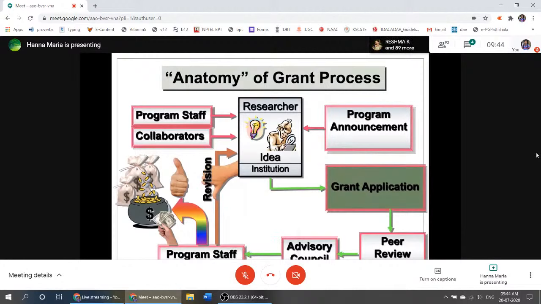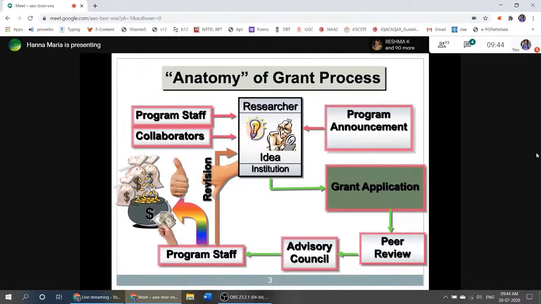I'm going to show you the anatomy of a grant application process. If you look at this cartoon, you can see a researcher. This researcher is actually a faculty member. A faculty member is always looking at new calls. So we have to be extremely vigilant on new calls, and we have to think about new ideas. He looks at the program announcement. Program announcement means a project call. It could be from DST, it could be from DBT, or it could be from any funding agency.